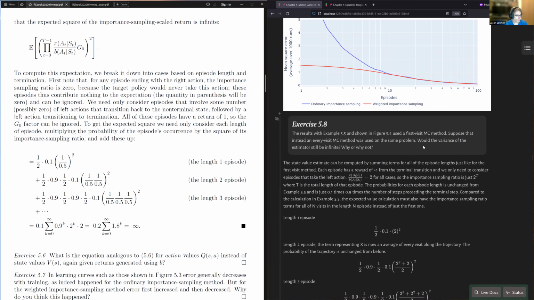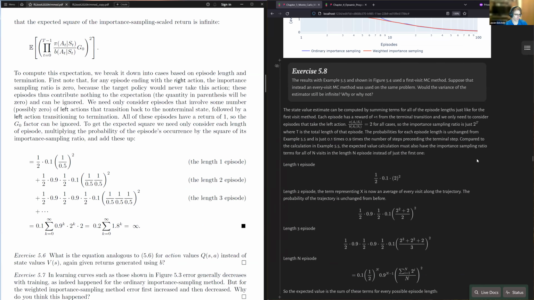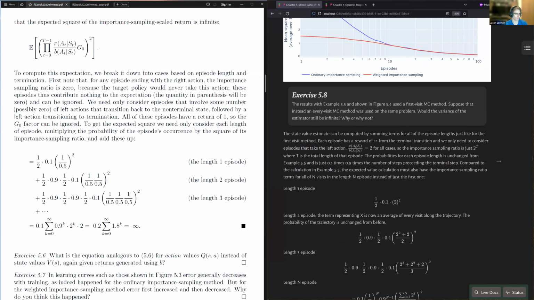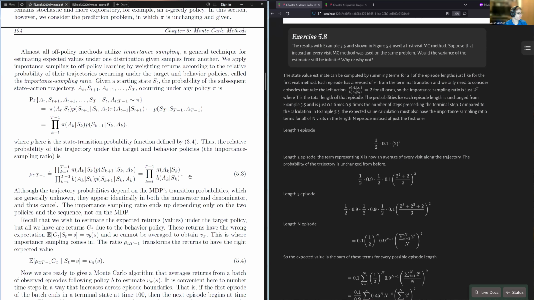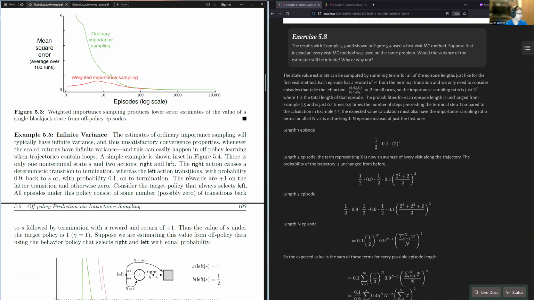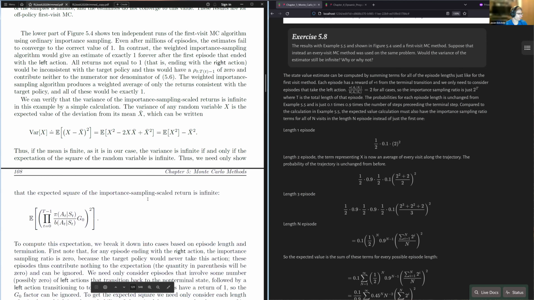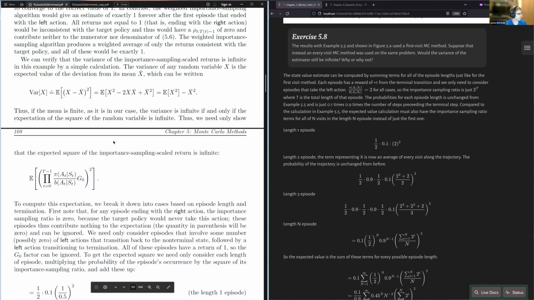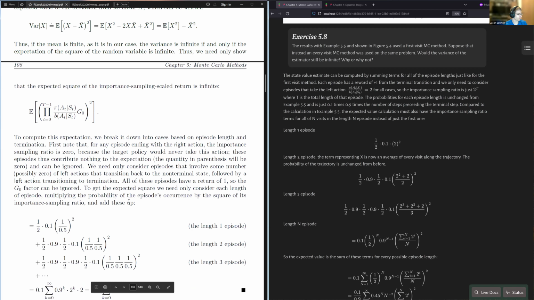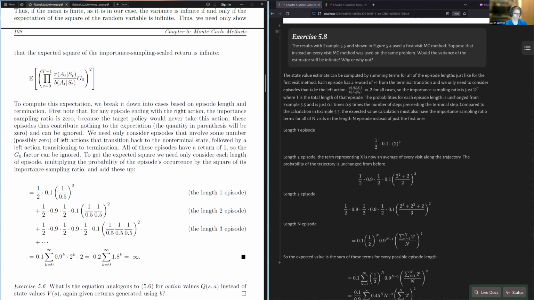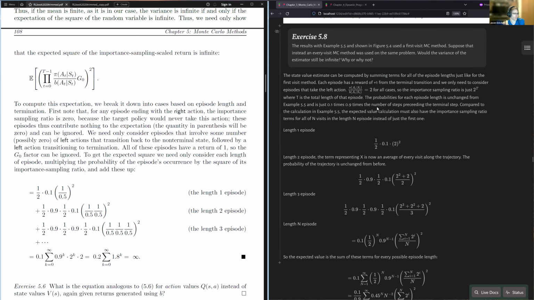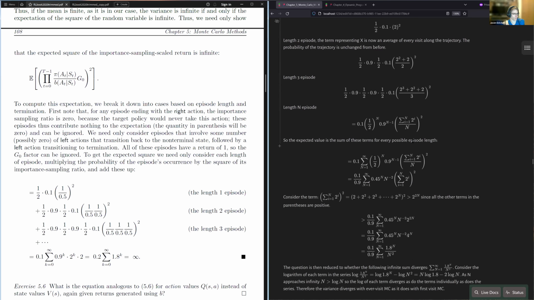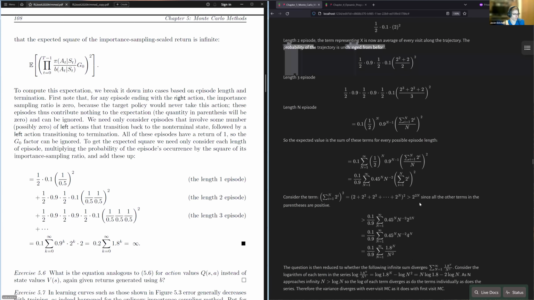Exercise 5.8 is a little mathy, but it's asking for this example of infinite variance. The proof they use assumes first-visit Monte Carlo, and they calculate this. This is just asking if it's every-visit instead, and I believe it still has infinite variance. You could look at this solution if you want, but it just involves doing similar things to this.